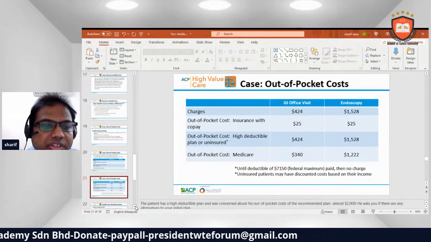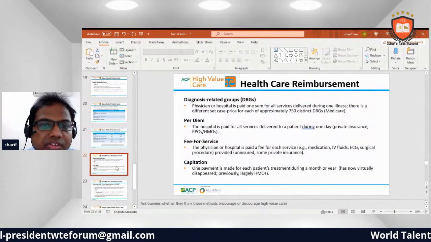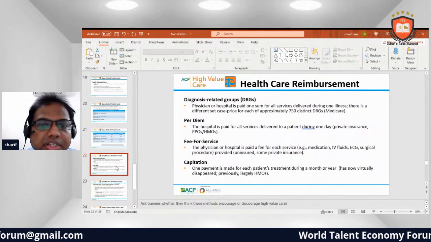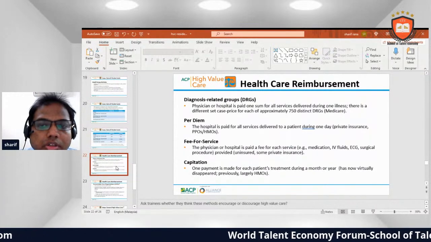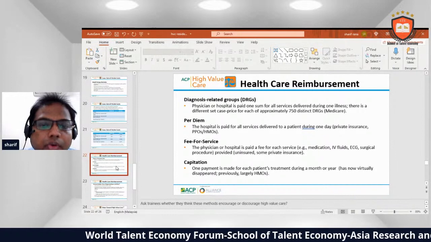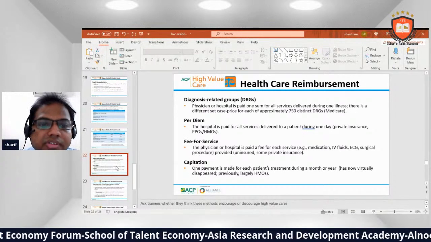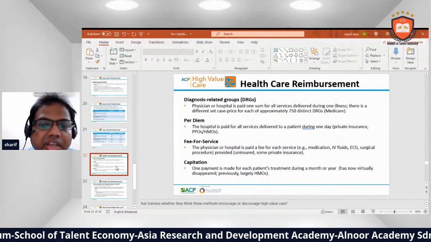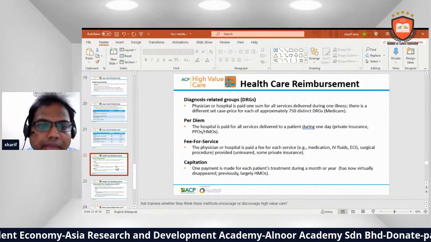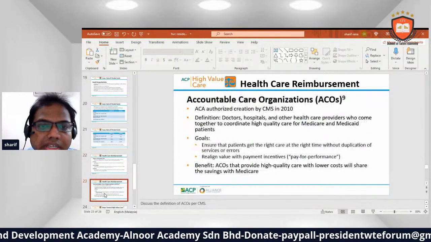With out-of-pocket costs there are many interesting things happening, so we need to be very careful. Payment models: Diagnosis-related group, where the physician or hospital is paid one sum for all services delivered during one illness. Per diem, where the hospital is paid for all services delivered to a patient during one day. Fee for service, where the physician or hospital is paid a fee for each service. Capitation, where one payment is made for each patient's treatment during a month or year.